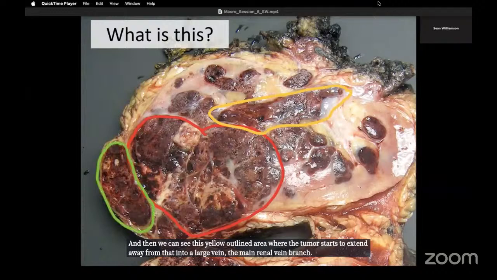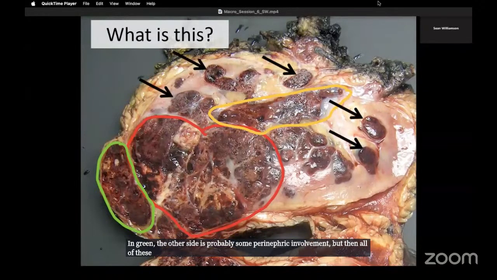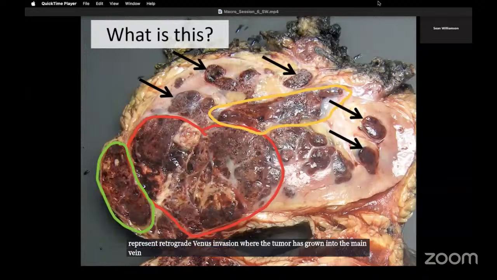In green, the other side is probably some perinephric involvement, but then all of these nodules at the black arrows to me represent retrograde venous invasion, where the tumor has grown into the main vein and it's looking for additional places to spread, and it's forming multiple nodules throughout the renal parenchyma.